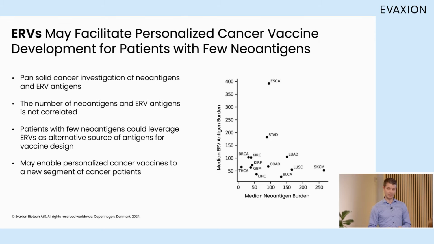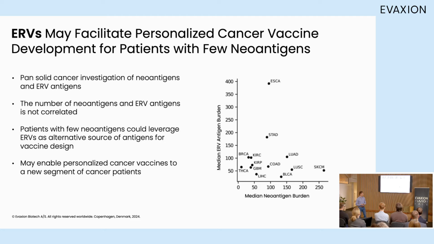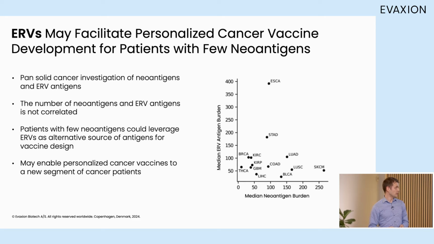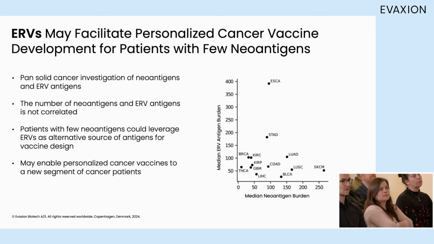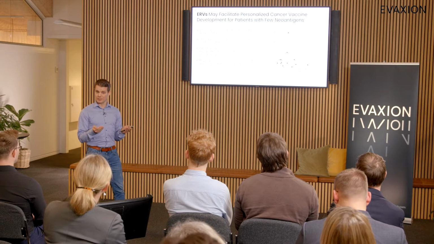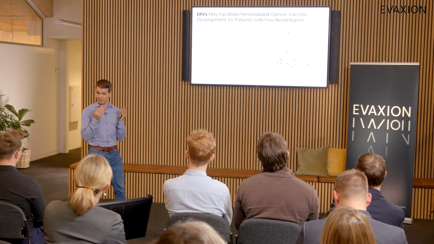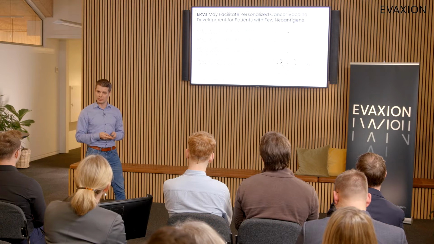Interestingly, if you look here at the figure, you can see that for each cancer type, represented by a dot, the median number of neoantigens versus the median number of ERV-antigens in the tumors for the patients. And what you can see is that they are not correlated. Furthermore, they're not correlated within each cancer type either. And that's actually a good thing, because if you have a patient who has very few neoantigens, then there could be the possibility to find an ERV sequence which would be useful for designing a personalized treatment.